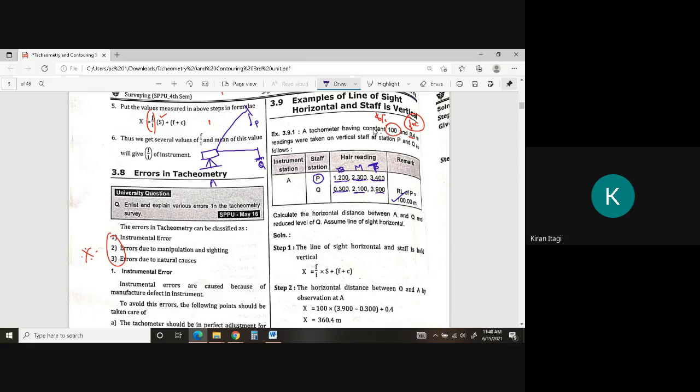Now he is saying to calculate the horizontal distance between A and Q. It means he is asking for this distance, which I will call D1. He is asking for the horizontal distance between A and Q and the reduced level at Q, meaning the RL at station Q. He is not interested in station P. He wants to determine the distance between A and Q and the RL.